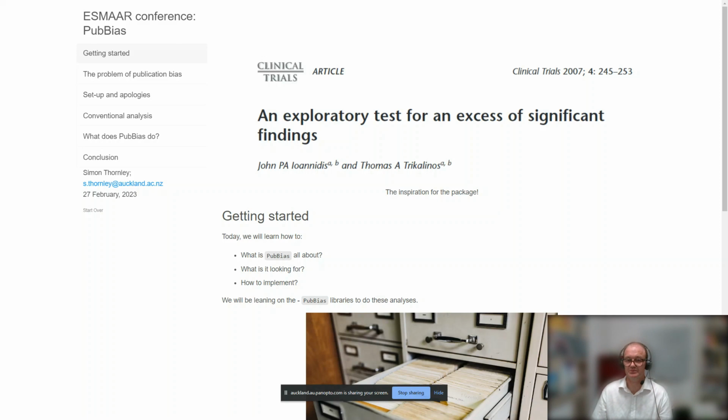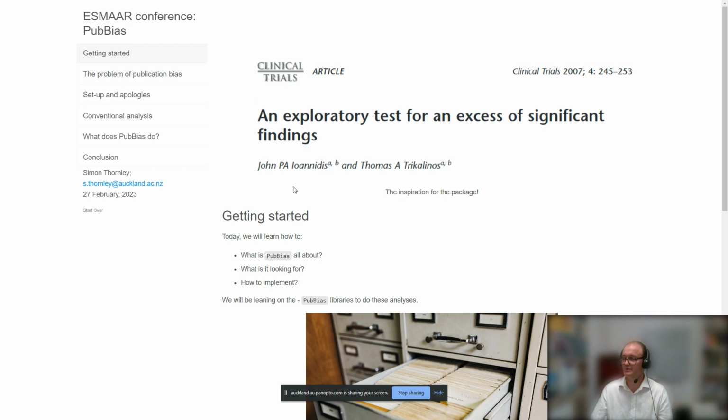Hello, my name is Simon Thornley, and I'll be talking about a package that I wrote several years ago called PubBias, a method that considers a test for an excess of significant findings in a meta-analysis.